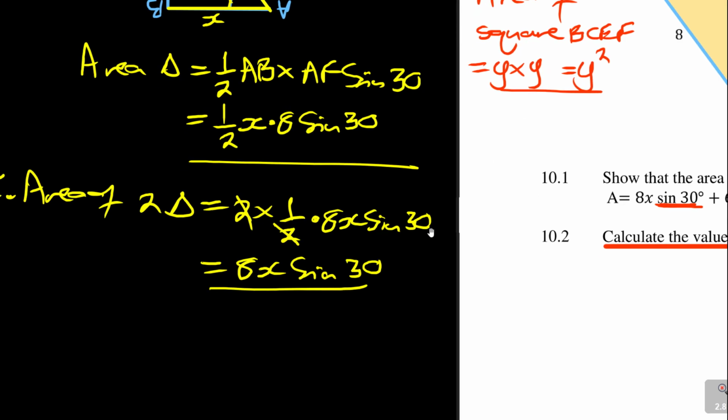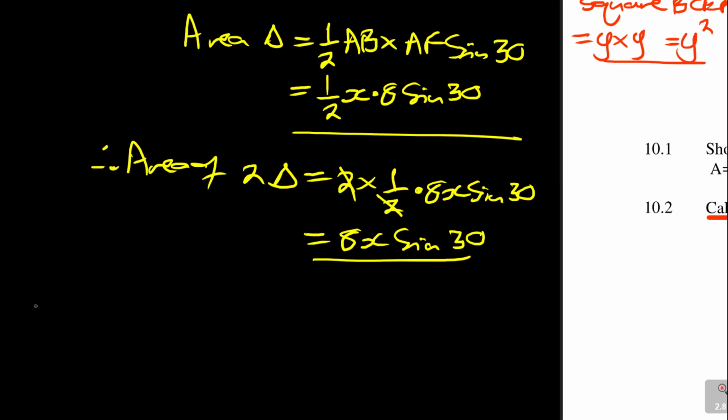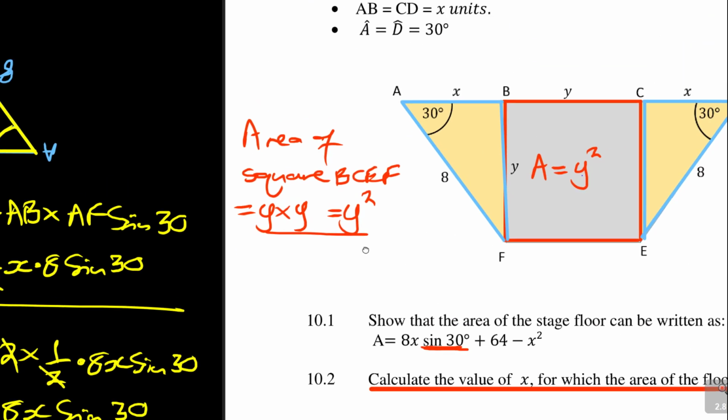But now, how do we go about it? So we are saying the area of the square is equal to y squared, right? But now something important here. Look at the same triangle here.